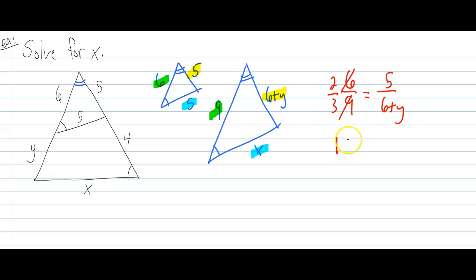Now when we cross multiply, we get 15 equals 12 plus 2y. So y equals 3 halves. There is one answer for us.